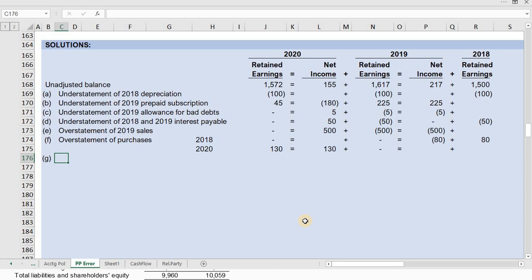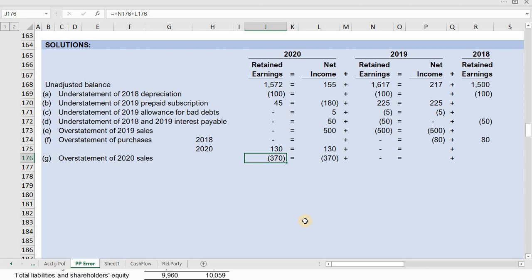So for letter G, since the cash proceeds was recorded as sales, it means we need to deduct 370 pesos from net income in 2020, and that is the cash proceeds from the sale. And also, the retained earnings at the end of 2020 is also misstated by 370 pesos, where the cash proceeds was recorded as a sale. So that is negative 370 pesos.